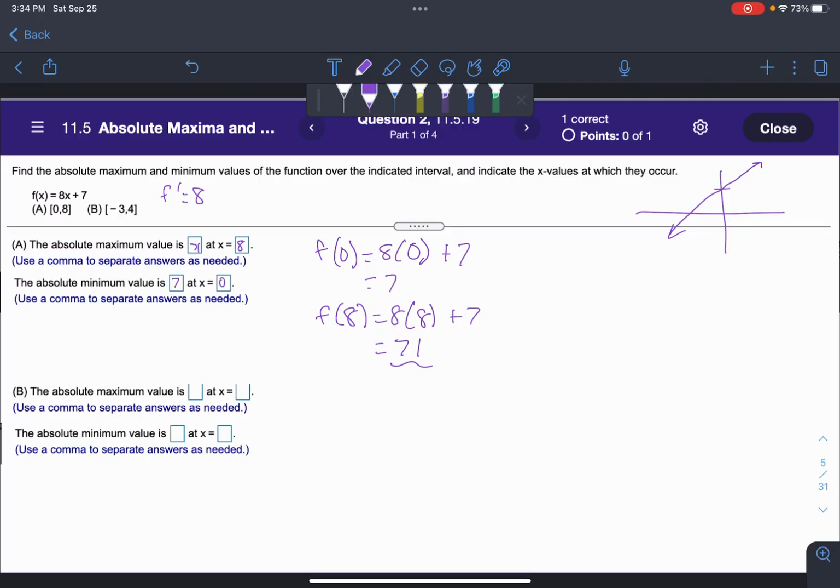Same thing for part B, f of -3 is 8 times -3 plus 7, and that gives me -24 plus 7, so minus 17. And then f of 4, 8 times 4 plus 7 is equal to 39, right? 32 plus 7 is 39. So again, my absolute maximum value is 39 at x equals 4, and the smallest or minimum value is -17 at -3.